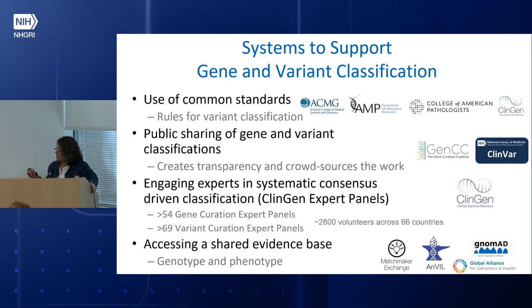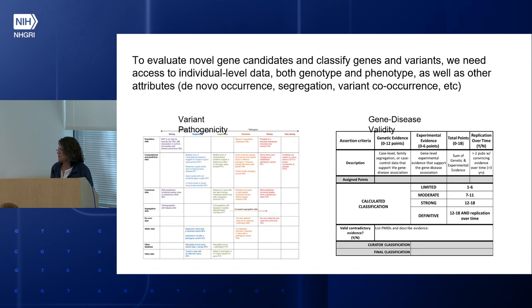I did want to just mention all the systems we use to support gene and variant classification. We're actually doing, overall, pretty good on standards, on sharing classified genes and variants, and engaging experts through ClinGen. Where we really are doing poorly is in a shared evidence base. I mentioned Matchmaker Exchange. I'll talk in a minute about platforms like AnVIL, sharing through Nomad, but we still have a very difficult time getting access to the genotype and phenotype of most patients with rare disease. And that is, I think, where a huge effort needs to be focused. We need this data to classify variants in genes.